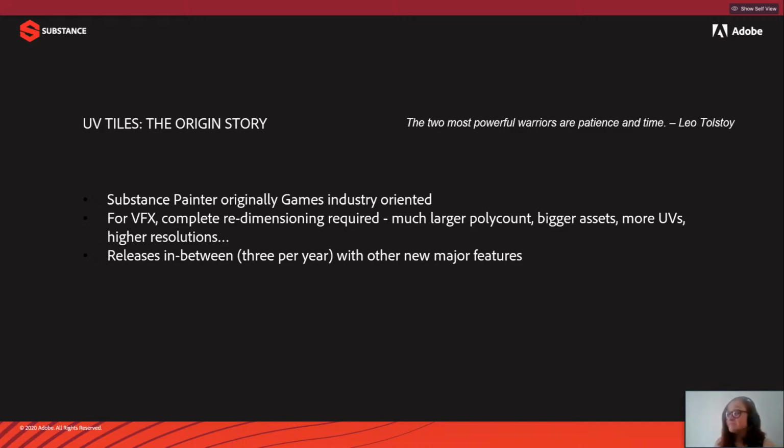Well, why has it taken so long? Short answer, it's complicated. But if you want the long answer, as a lot of you might know, Substance Painter essentially was not made with UV tiles in mind. It was made with a less large kind of need. It's originally a game industry oriented software, and the game industry has much more modest needs in terms of geometry, texture set size, and quality, because obviously it all has to run in real time on different machines.